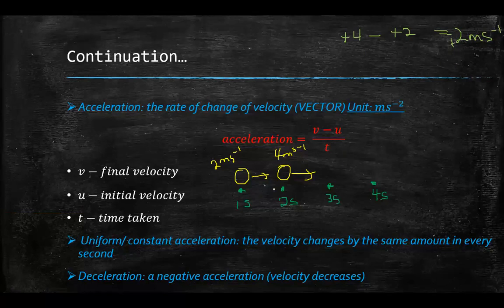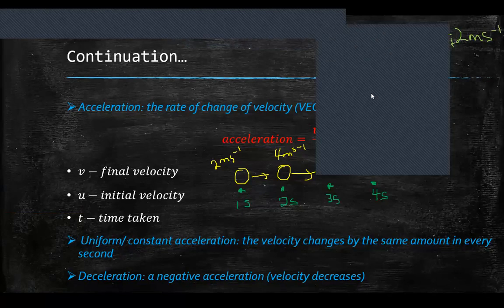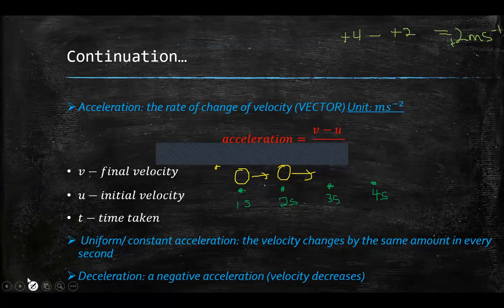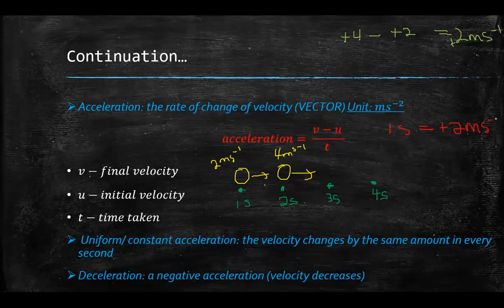But what's the time between these 2 points? Well, it's 1 second, right? From 1 second to 2 seconds. That's me traveling 1 second, right? So what does that mean? In 1 second, so dealing with these two, in 1 second, there was a change of positive 2 meters per second. So the change in my velocity was positive 2 meters per second in 1 second.